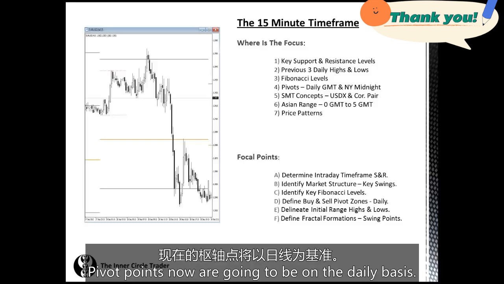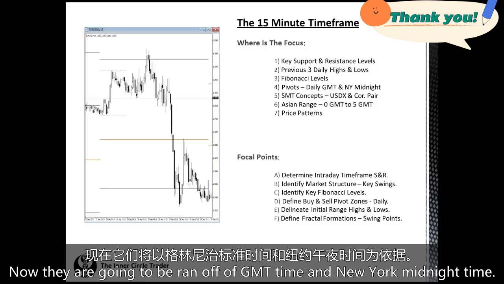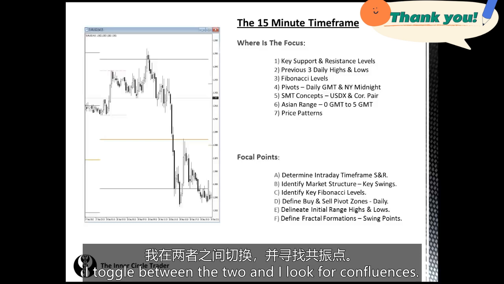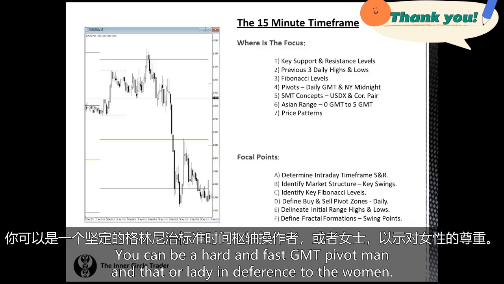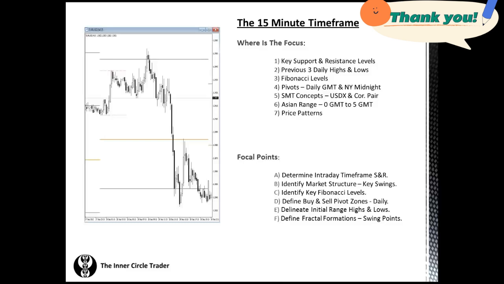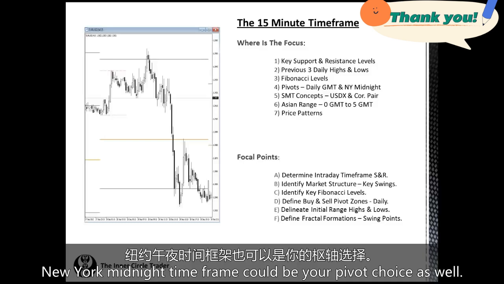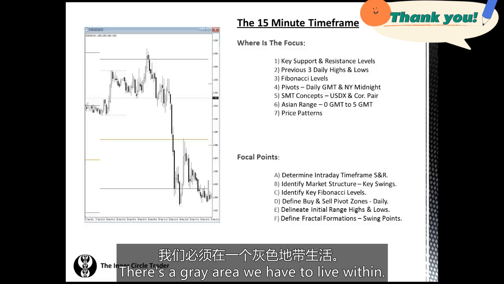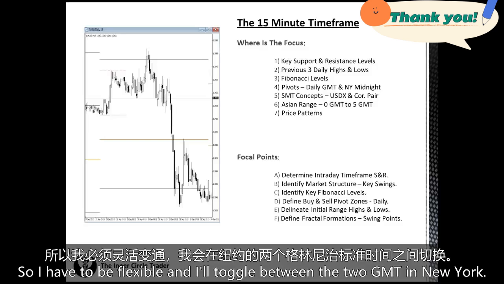Pivot points now are going to be on the daily basis. Now they are going to be ran off of GMT time and New York midnight time. I toggle between the two and I look for confluences. You can be a hard and fast GMT pivot man, or lady, in deference to the women, sorry. The New York midnight time frame could be your pivot choice as well. Me, because I understand that price isn't going to be always black and white. There's a gray area we have to live within, so I have to be flexible, and I'll toggle between the two, GMT and New York.